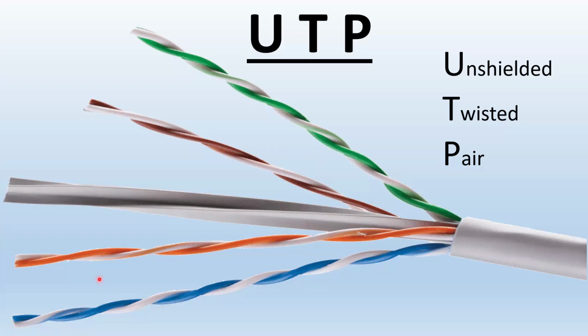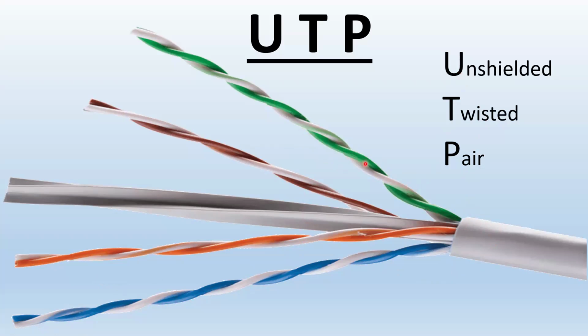And the pairs are twisted. And the whole cable is unshielded. There's no foil surrounding it or any kind of a braiding going on. And the pairs are twisted. What's the reason for the pairs being twisted?